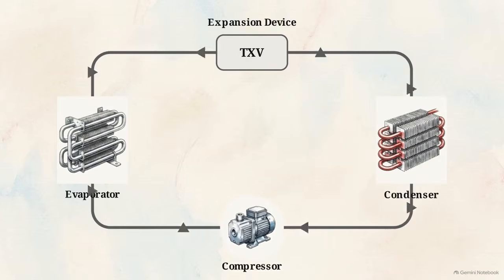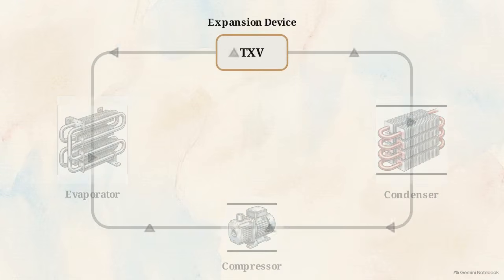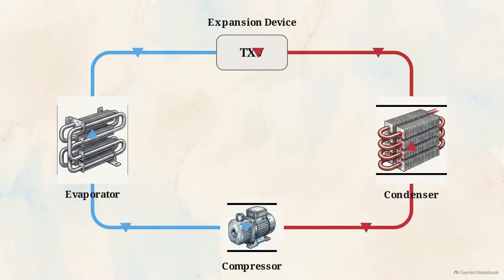expansion device. The compressor acts as the pump, generating the pressure differentials required to move the refrigerant. The condenser rejects absorbed heat to the outside environment, and the evaporator absorbs heat from the space you want to cool. Between those massive heat exchangers sits a component small enough to hold in your hand.